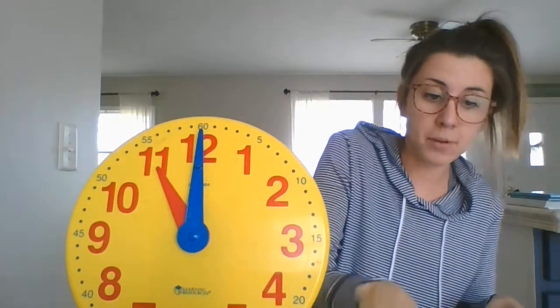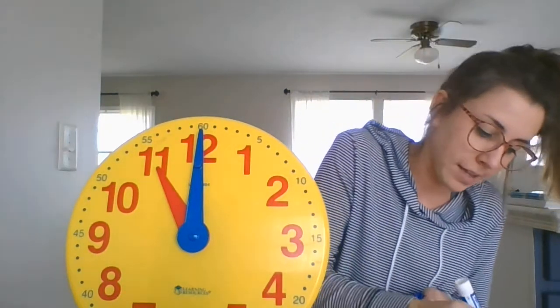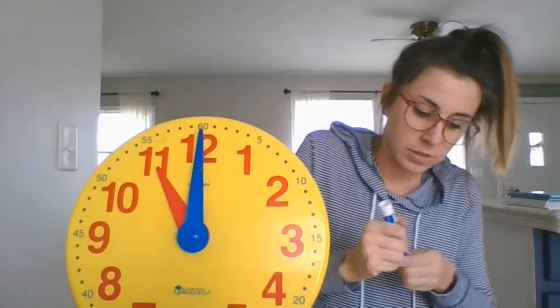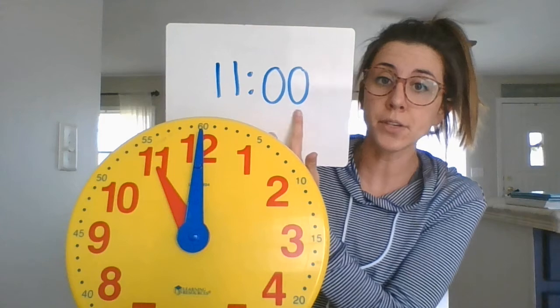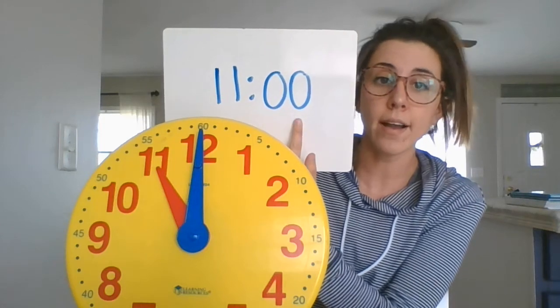If you said 11 o'clock, you are correct. And remember that the way that I would write that digitally is 11 colon 00 for o'clock. Awesome job. Well, today you're going to be proving to me what you know about telling time to the hour.